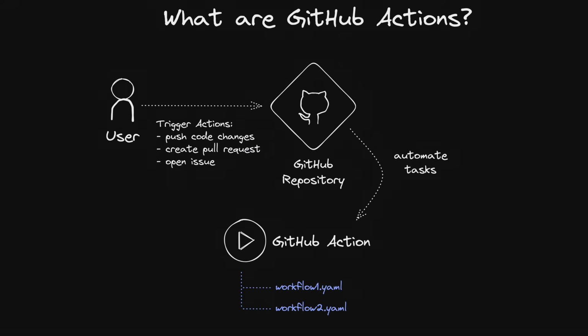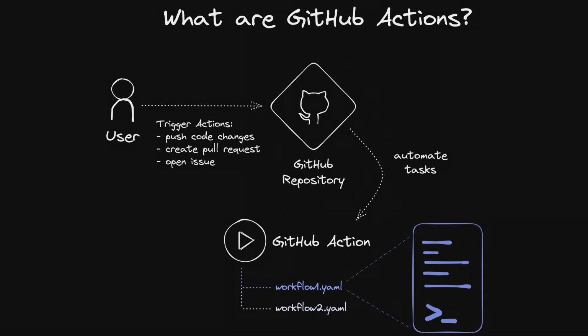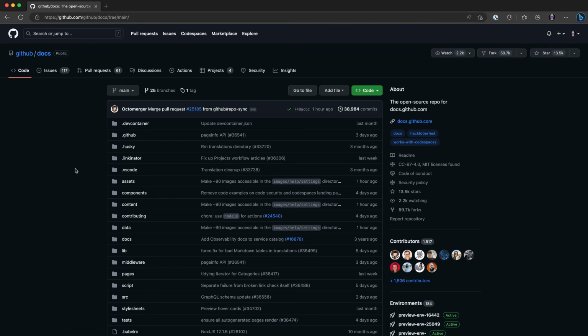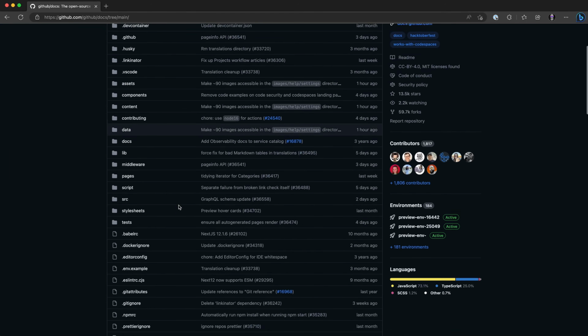These actions are defined in YAML files inside the GitHub repo, the so-called workflows, and these workflows can run one or more jobs. Essentially, this is just a set of commands that are executed where you can do all sorts of things, such as building and testing your code, deploying applications from templates, or performing any other types of automation that you need.